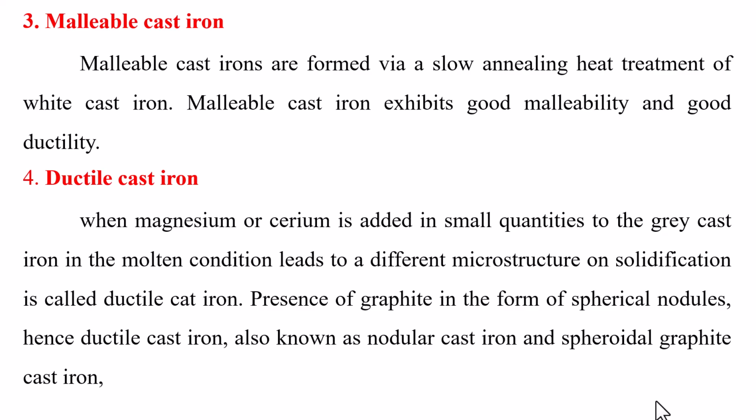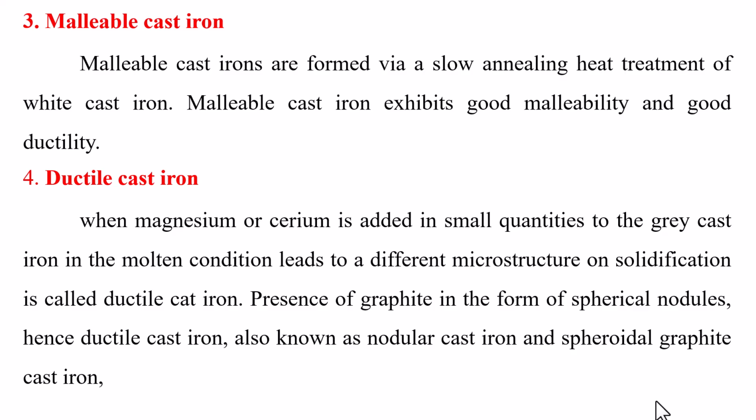Fourth one is ductile cast iron. When magnesium or cerium is added in small quantities to grey cast iron in a molten condition, it leads to a different microstructure on solidification, called ductile cast iron. That means ductile cast iron is produced from grey cast iron. What we are doing is adding magnesium and cerium, then the properties change. They become ductile in nature. That is ductile cast iron.